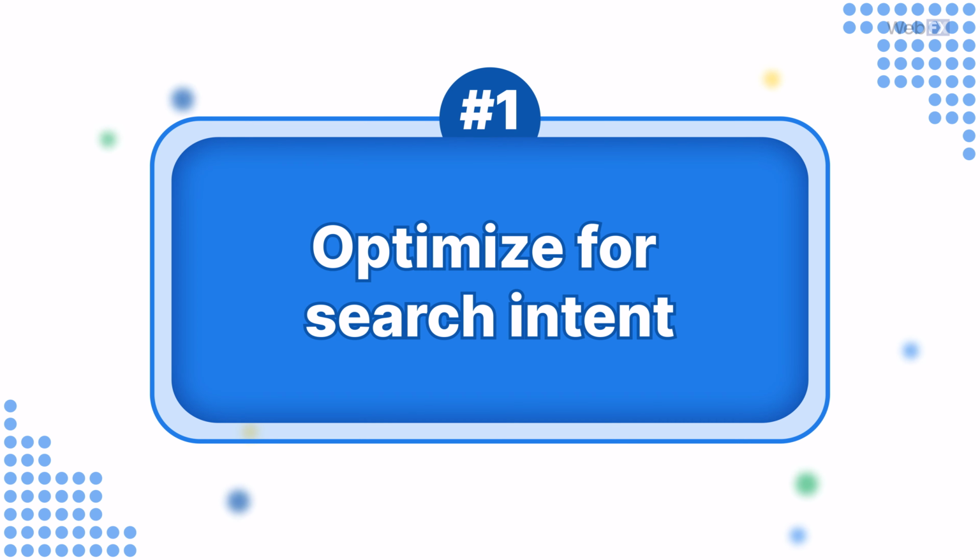Number 1, optimize for search intent. Before you even start creating your content, you need to think about what it is your audience is looking for. This is especially true if you're creating a piece of written content and you want to include keywords that will get ranking in Google. Instead of just writing a blog post and then throwing in some keywords at the end, start with your keywords.